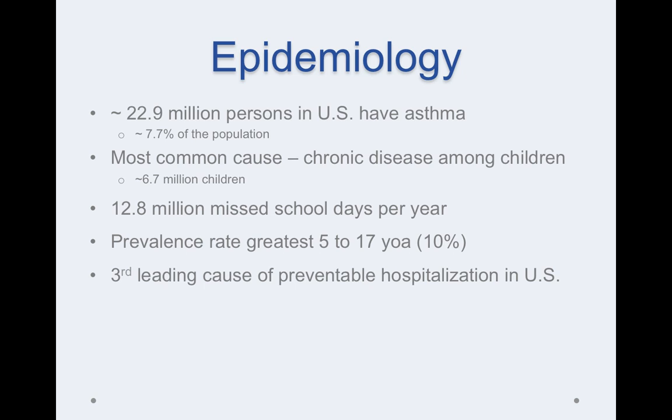Asthma affects 22.9 million persons in the U.S. This is approximately 7.7% of the population. The most common cause of chronic disease among children is asthma, affecting 6.7 million children. This equates to approximately 12.8 million missed school days per year. The prevalence rate is greatest between those aged 5 to 17. Asthma is the third leading cause of preventable hospitalization in the U.S.